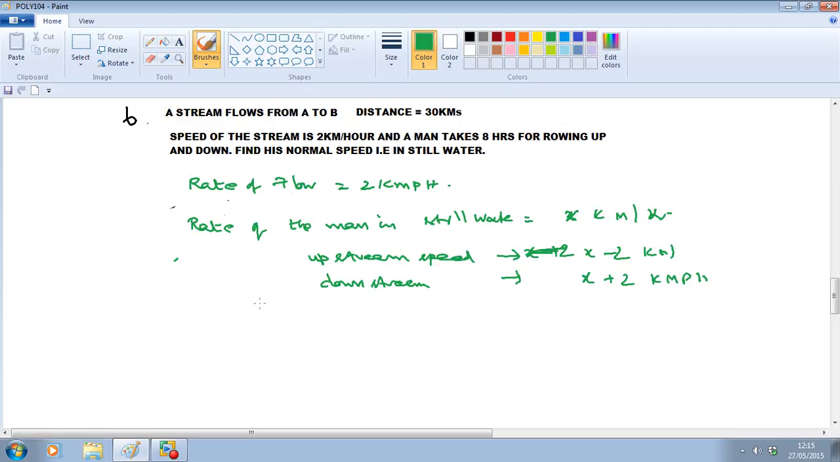So what is the formula? We know the total time. So total time, 8 hours is equal to, we know the distance is 30 kilometers, 30 divided by x plus 2 plus 30 divided by x minus 2. So 30 divided by the downstream speed and upstream speed will give you the time. You can solve this equation.